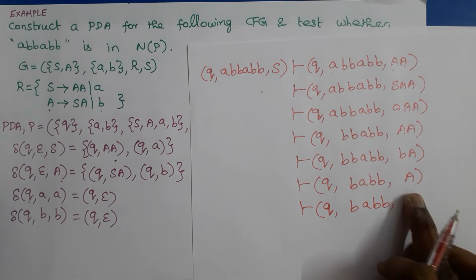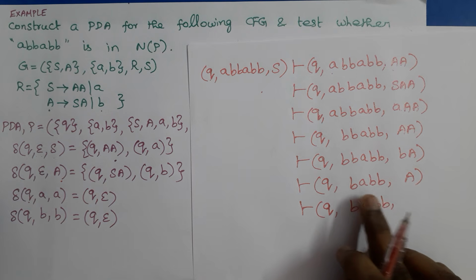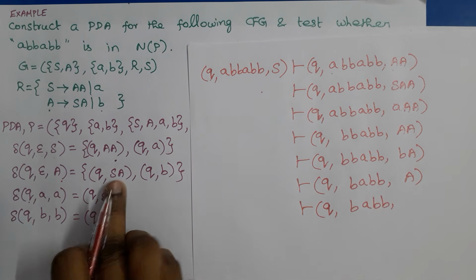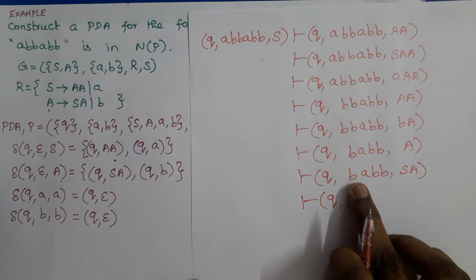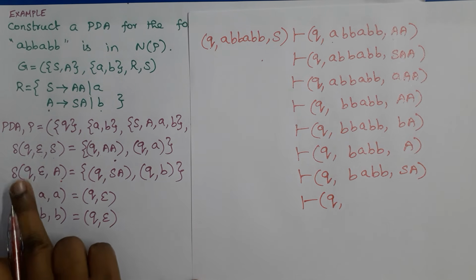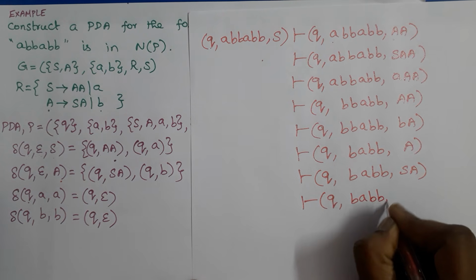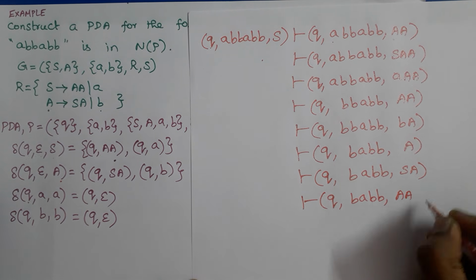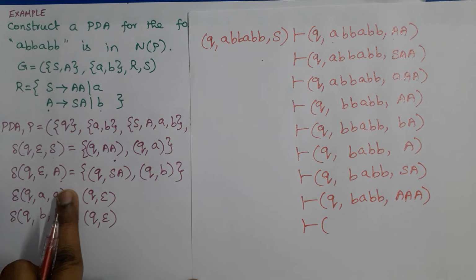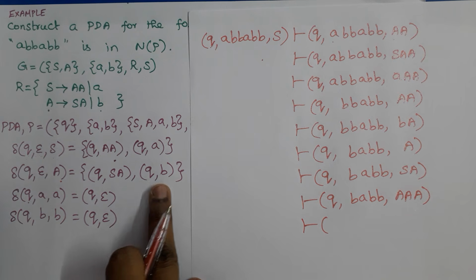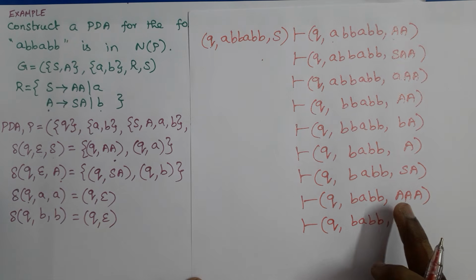Because if we replace A by B, then it will be popped in the next step, but we cannot consume or match the remaining input string. So A must be replaced by SA in this step. Then Q, comma, now B, Q, epsilon, S. So Q, epsilon, S means we have to follow this rule. So no change in input string, S is replaced by AA, and this A should be written as it is. Now Q, epsilon, A, so we have to follow this. We can take this now. So A is replaced by B.